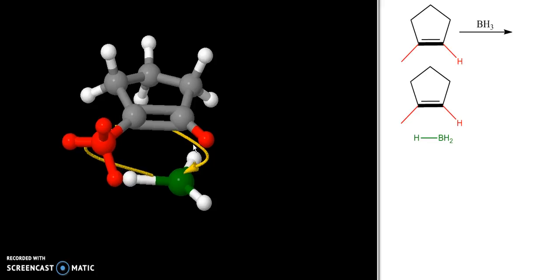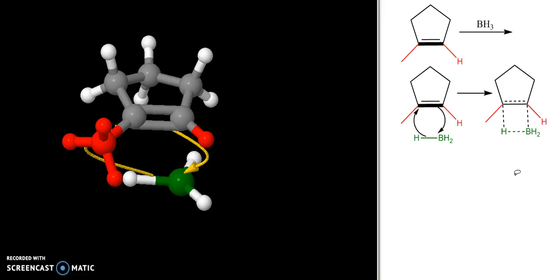Now, I've drawn my arrows showing how my electrons move. So the electrons move from the double bond to the boron, and from this boron-hydrogen single bond to this carbon. And this is a concerted reaction. All of this happens simultaneously. And we can look at the transition state of this reaction, where the boron is starting to form a bond with this carbon. This hydrogen is starting to form a bond with this carbon. This double bond is starting to break and transition to a single bond. This bond is starting to break.